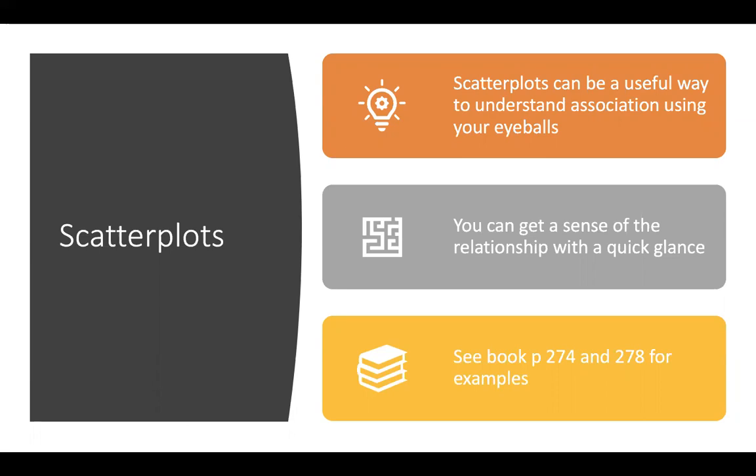Okay, a scatter plot. You may remember these from math or something in your past. A scatter plot is simply a way of looking at data. It's a bunch of dots on a page where you're graphing two different variables on two different axes. So what's the value with one? What's the value with the other? Then you make that graph, so you get a sense of the relationship with a quick glance. You can practice with this if you want. I just want to alert you that scatter plots are often used to demonstrate relationships between data. You can look at your book, pages 274 and 278, for examples.